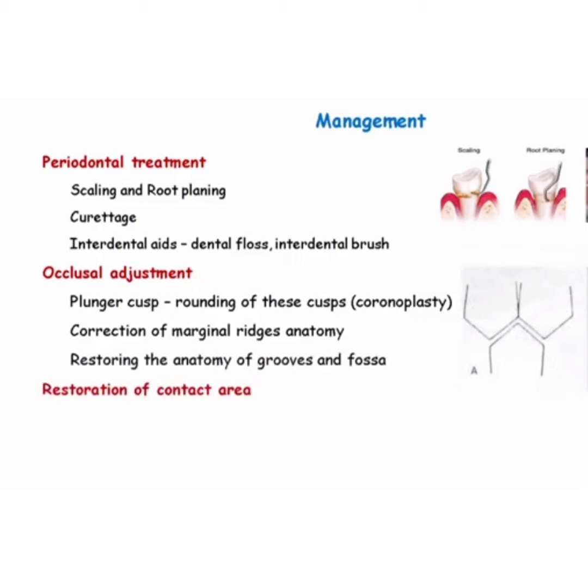If opposite tooth is showing plunger cusp, then coronoplasty has to be done. Correction of marginal ridge anatomy, anatomy of grooves and fossa should be done if necessary. If tooth alignment is not proper, then the correction should be done with the help of orthodontic treatment or a restorative treatment. If crown is not proper in terms of marginal fitting or a proximal contact, it should be replaced.